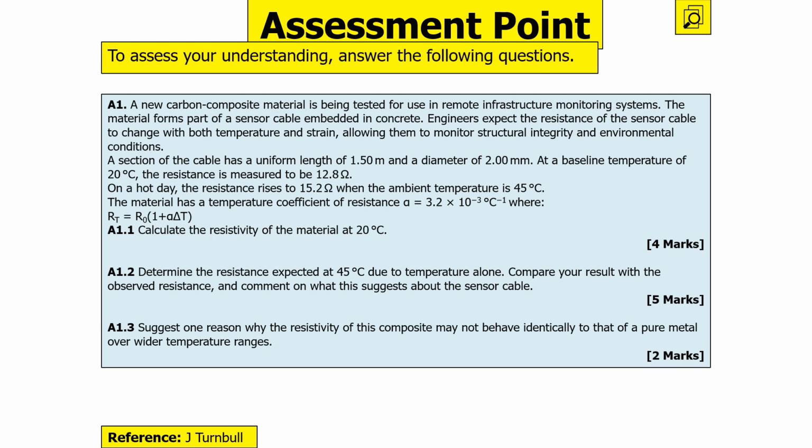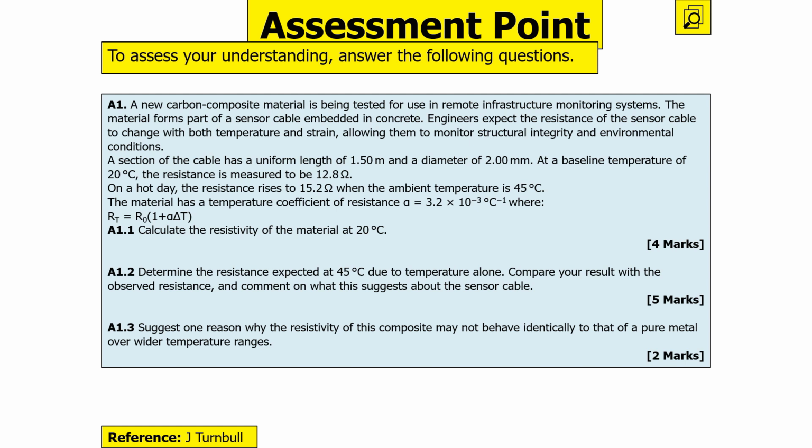On a hot day, the resistance rises to 15.2 ohms when the ambient temperature is 45 degrees Celsius. The material has a temperature coefficient of resistance alpha, which is equal to 3.2 times 10 to the minus 3 Celsius to the minus 1, where we know that the resistance at a certain temperature is equal to the baseline resistance times by 1 plus the temperature coefficient times by the change in temperature. Now again, this equation isn't given to you or expected to be learnt in your exam, but you can use it because they've given it to you in this question.